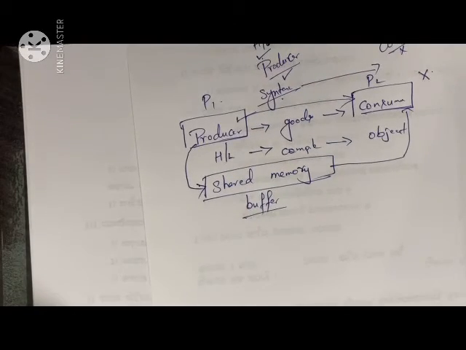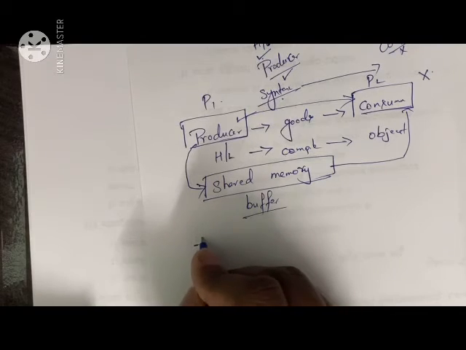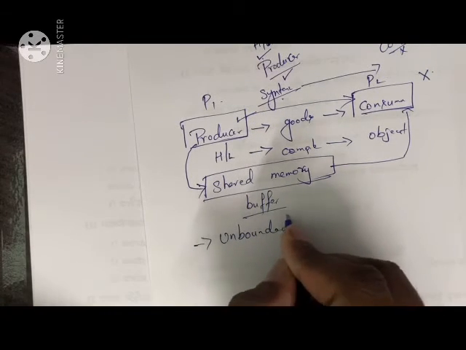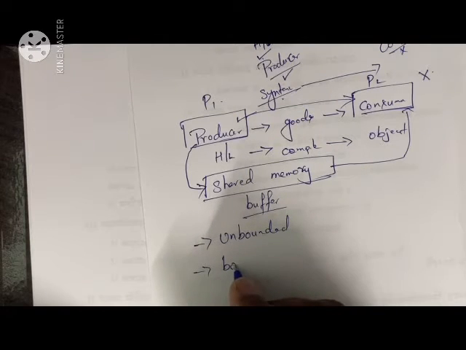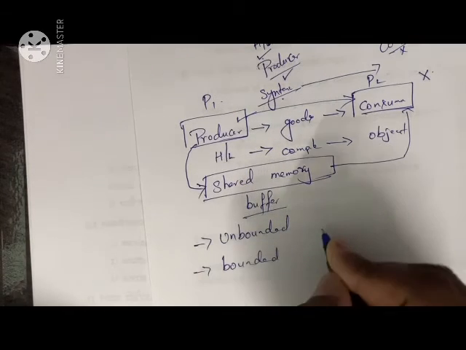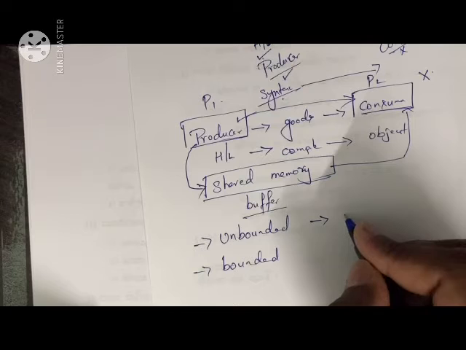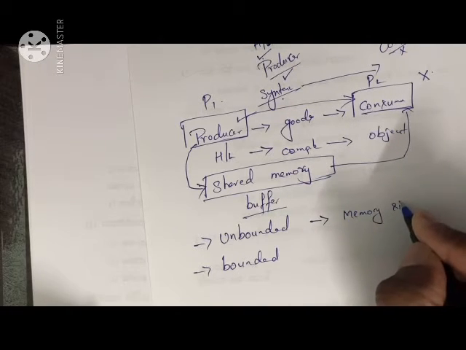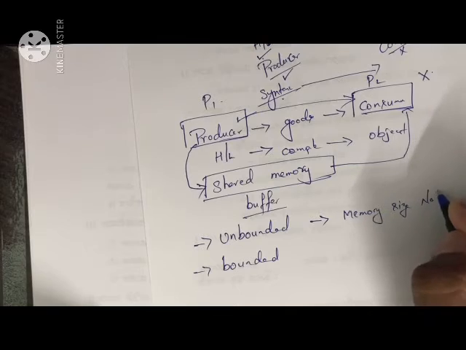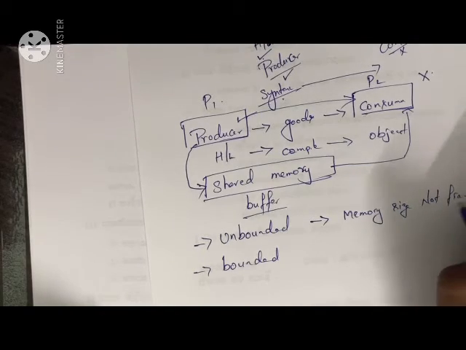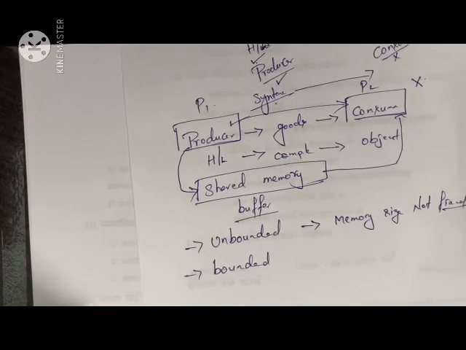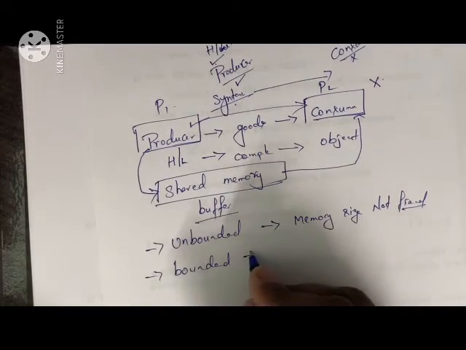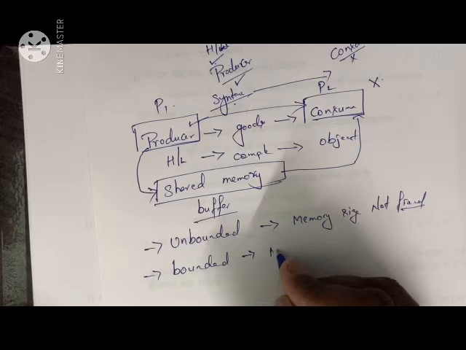Under this we have two types of buffer. One is unbounded, the other one is bounded. Unbounded means the memory size is not fixed. It does not have a fixed size of memory. It can increase or it can decrease. Whereas bounded means the memory size is fixed.